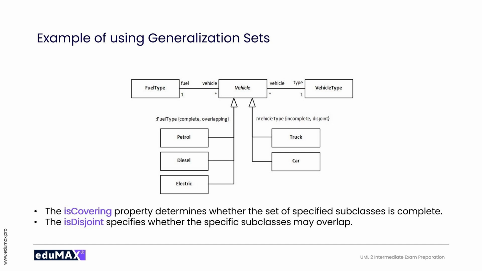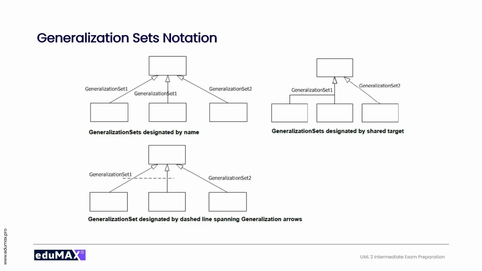In summary, generalization sets help in organizing complex classification hierarchies. At the same time, I must admit that it is, however, a rather advanced mechanism that requires a good knowledge of UML. Let's now take a look at the different ways we can represent generalization sets in UML diagrams. This slide shows three main notations for illustrating them.